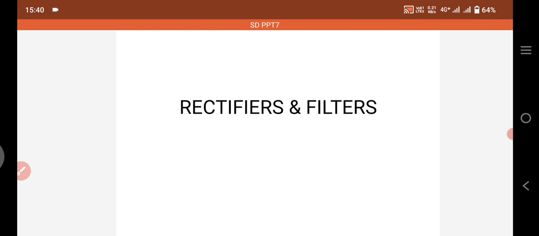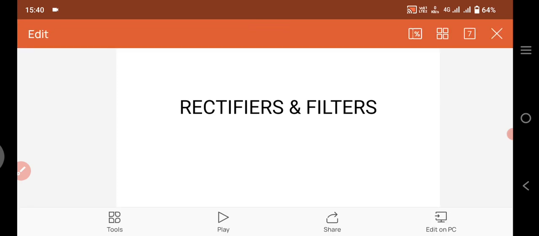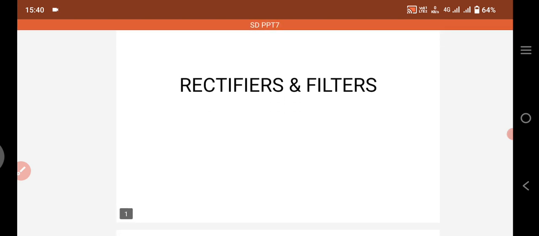So what is a rectifier? Already we know that a rectifier is one which converts the AC signal into pulsating DC. So those will be called rectifiers. In this we have different types of rectifiers, that is half wave rectifier, full wave rectifier and bridge rectifier. Depending upon the advantages, we use different types of rectifiers in different applications or circuits.